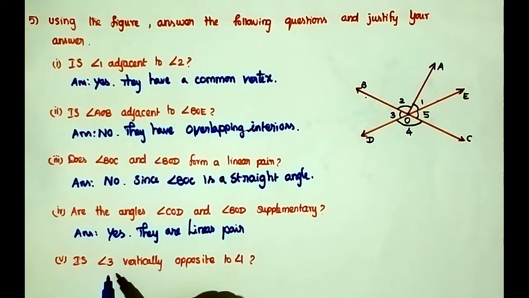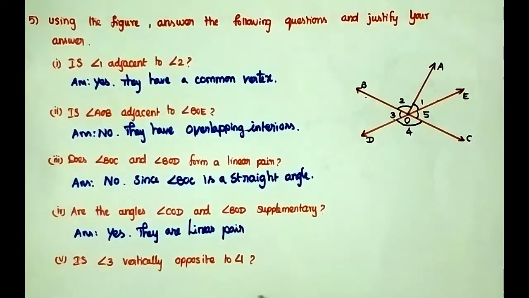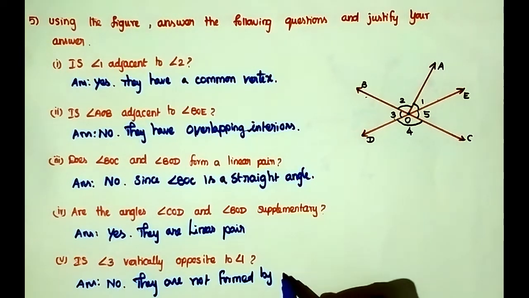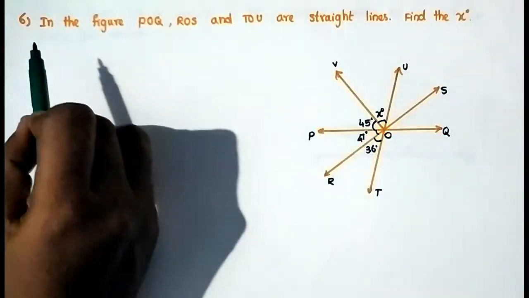Next, is angle 3 vertically opposite to angle 1? No. What's the reason? They are not formed by intersecting lines. That is the answer.